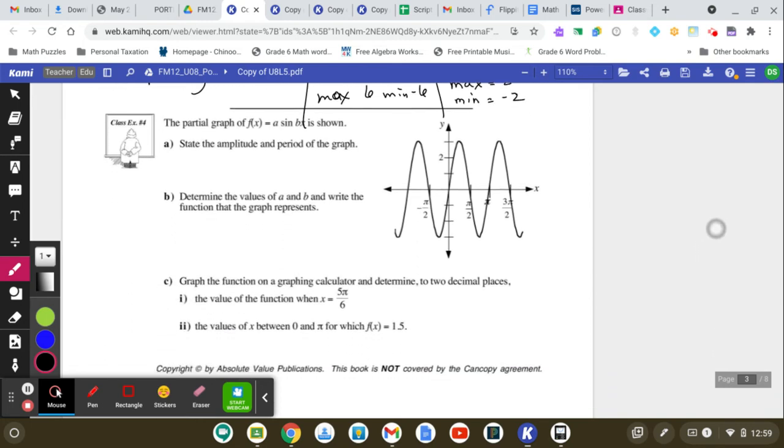Okay, ready? Class example number 4. You with me? All right, can you tell me what the amplitude of this picture is? Yes. 3. Do you understand why it's 3, everyone? We're on class example 4. Do you understand why the amplitude is 3? Yeah. Okay, good. Can you tell me the period? 2 pi over 2.